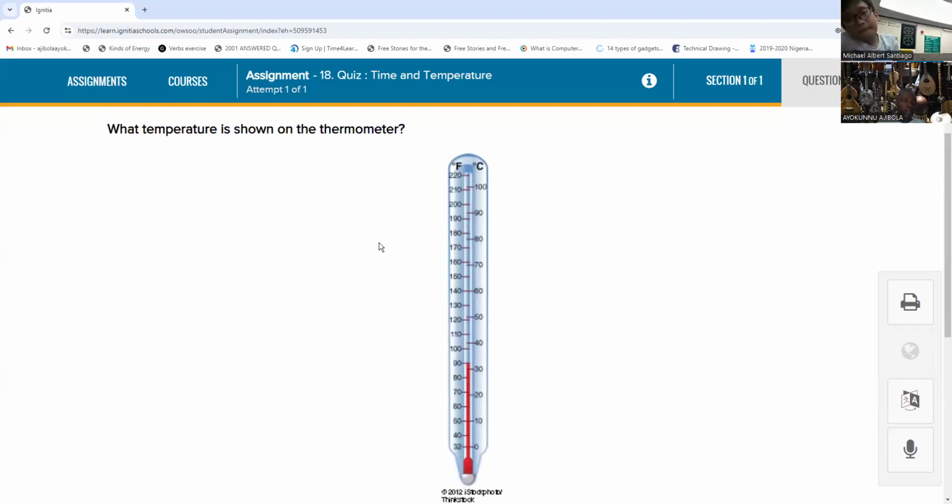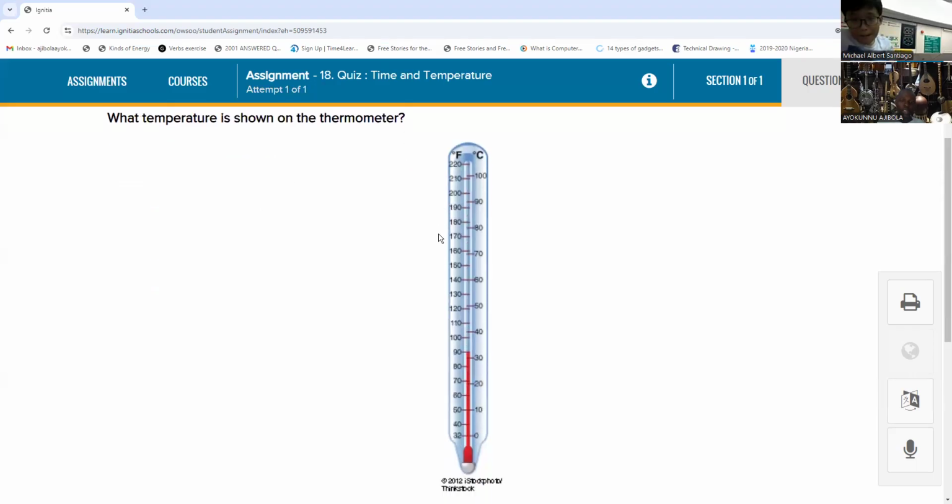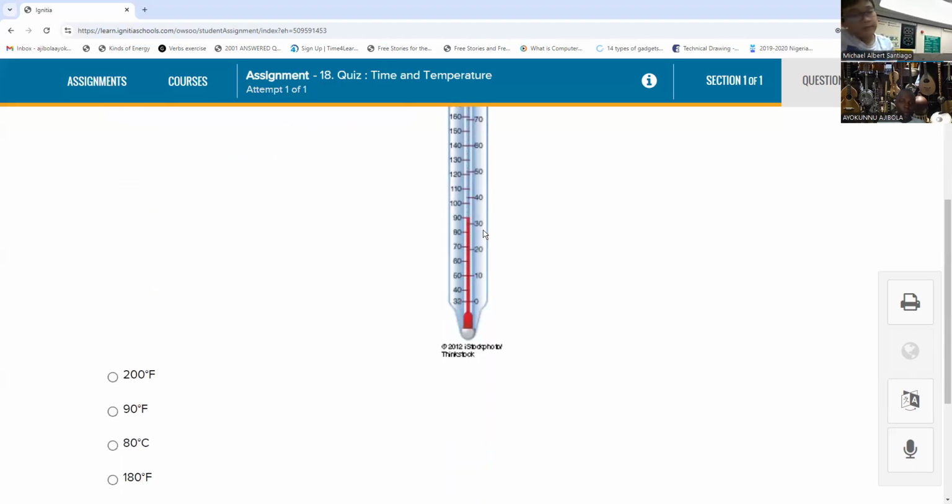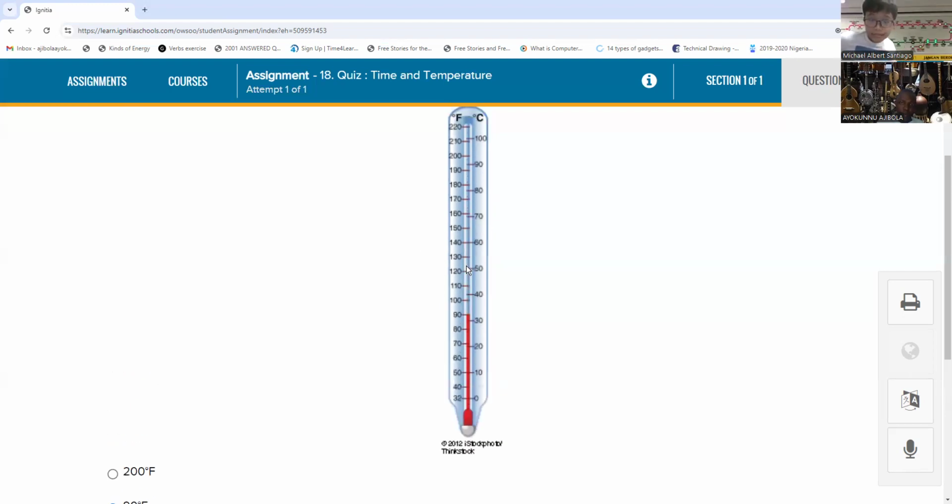Okay. What is the temperature shown on the thermometer? Okay, we have 90 and we have above 30. So 90 Fahrenheit is shown. Then there is no 80 degrees. 80 degrees C is above. There is no other degree C there. So it's 90 Fahrenheit. Okay?